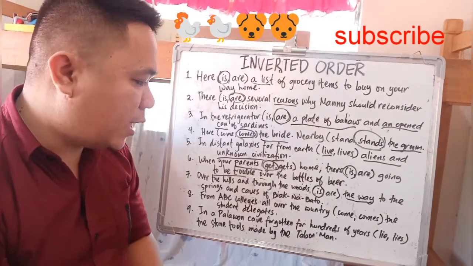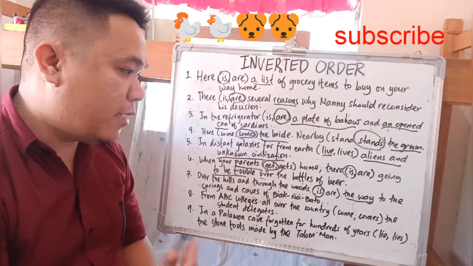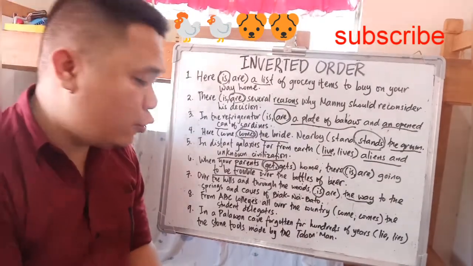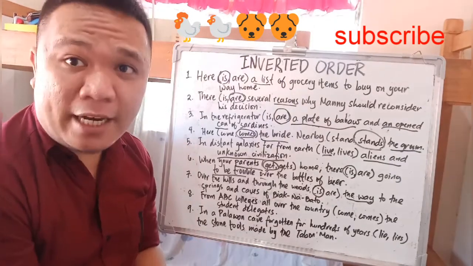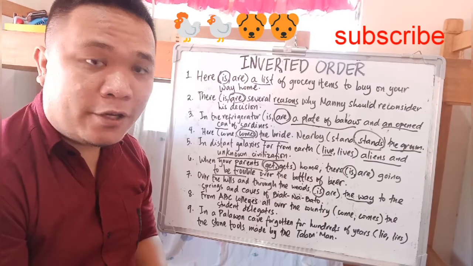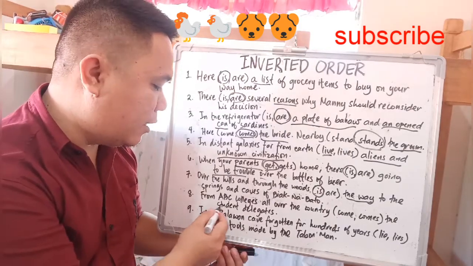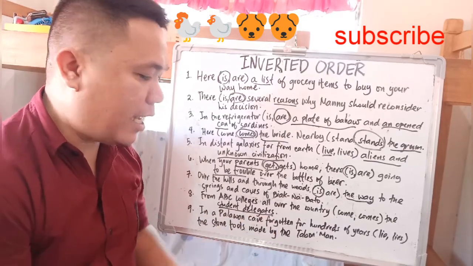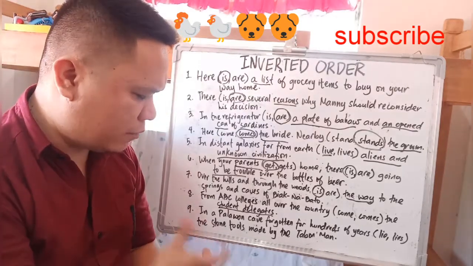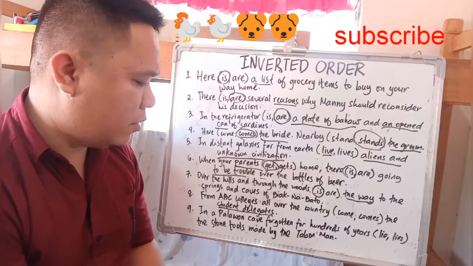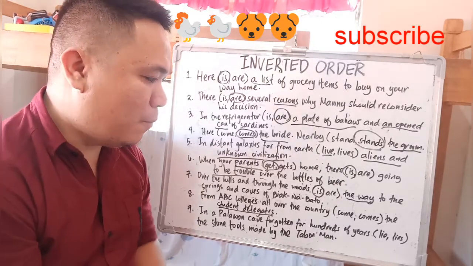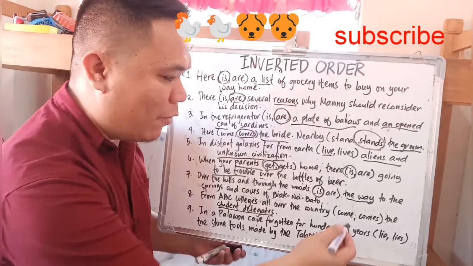From ABC colleges all over the country comes the student delegates. Now, where do you think is our subject? Student or delegates? Or student delegates? Correct. Your answer is student delegates. Okay. So that is a compound subject. A compound noun. So student delegates, plural, and requires a plural verb.